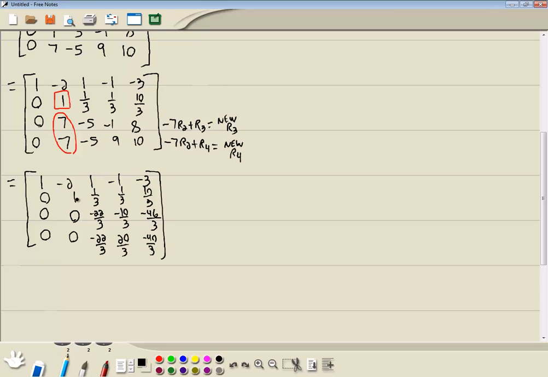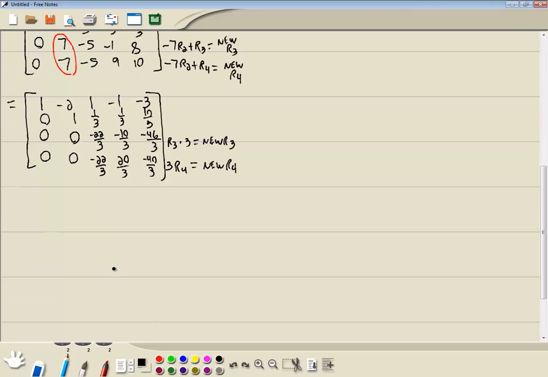Okay, so we got our 1 here, zeros below it. Now, the next place is right here, but we've got a lot of fractions. If you have fractions, then you can multiply everything in that row by the LCM of all your denominators. So I'm going to take row 3 and multiply it by 3. And that's going to give us our new row 3. And I'll take 3 times row 4. Excuse me. And that's going to give us our new row 4. Now you don't want to do this if you already have that 1 there, because that's your goal, you want to get a 1. Let's see what that gives us.